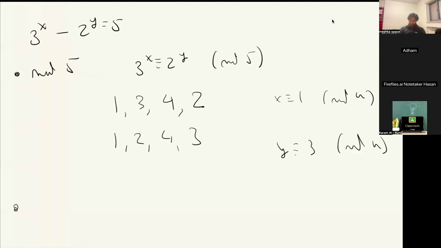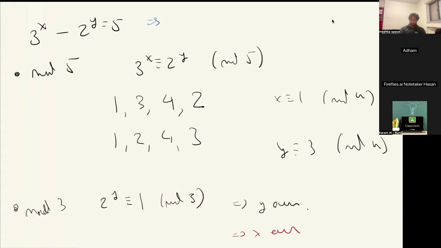So if you try mod 3, does it help? Mod 3, we get 2 to the y is congruent to 1. So y is even. Yeah, y is even. And so then x is also even. Great. Now we have that they're both even, and we can do something great.